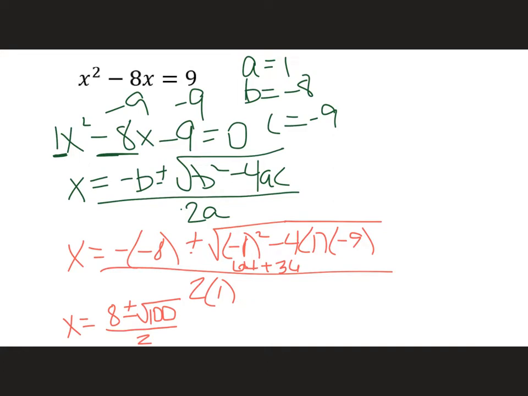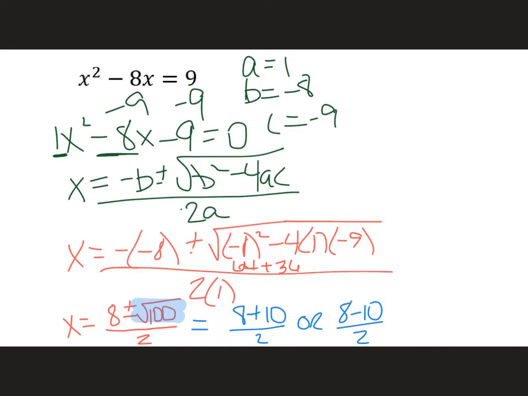Now the square root of 100 is a positive number, so we should end up with two solutions based on our discriminant. So since this part is a positive, we'll have two answers. And so what we want to do is we want to say 8, the square root of 100 is 10. So we could have 8 plus 10 over 2, or we could have 8 minus 10 over 2.